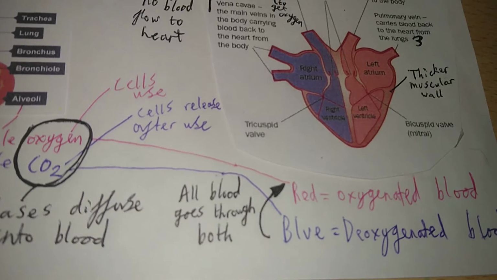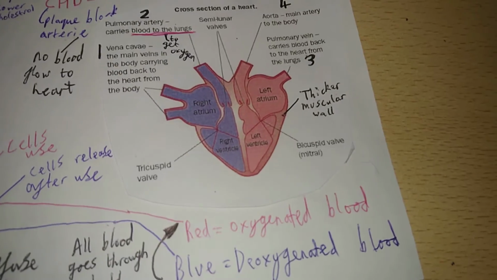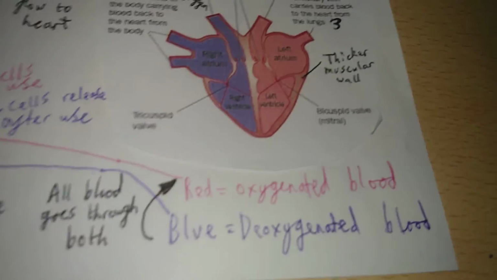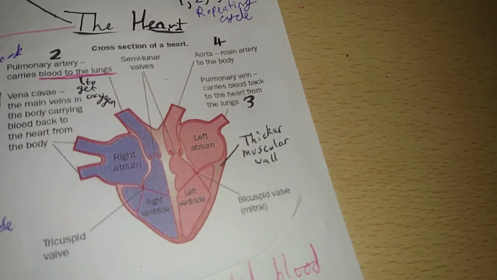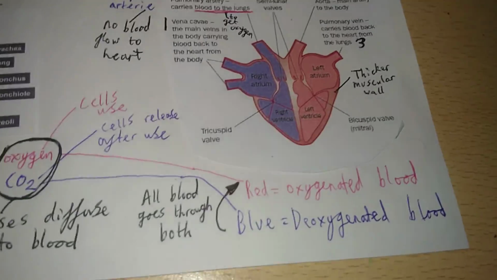And all blood goes through both parts of the heart. All blood has gone around this cycle loads of times. So it starts as deoxygenated, then it becomes oxygenated, then the oxygen runs out, and it becomes deoxygenated again. It's just a repeating cycle, okay?